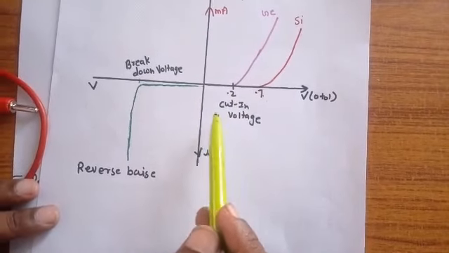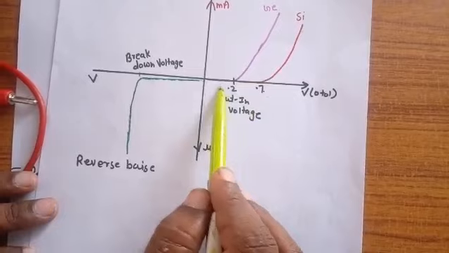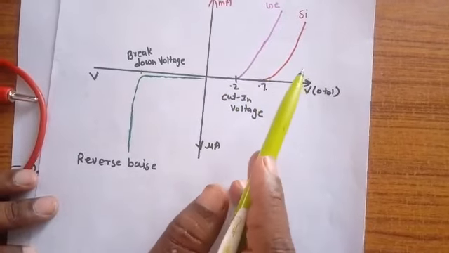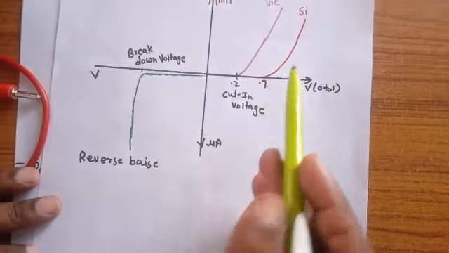Now we have concluded that we are able to find the cut-in voltage and the static and dynamic resistance. So this practical is completed.